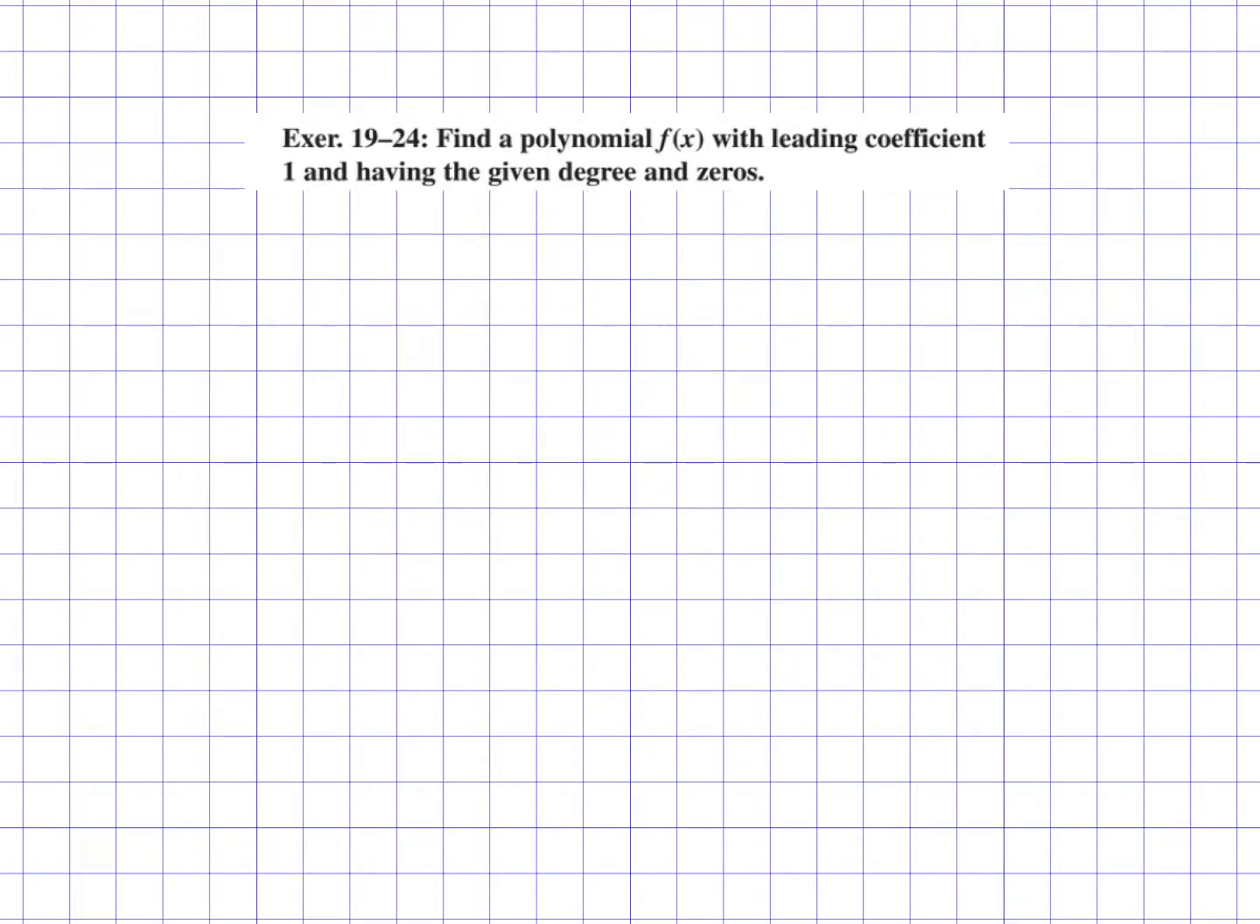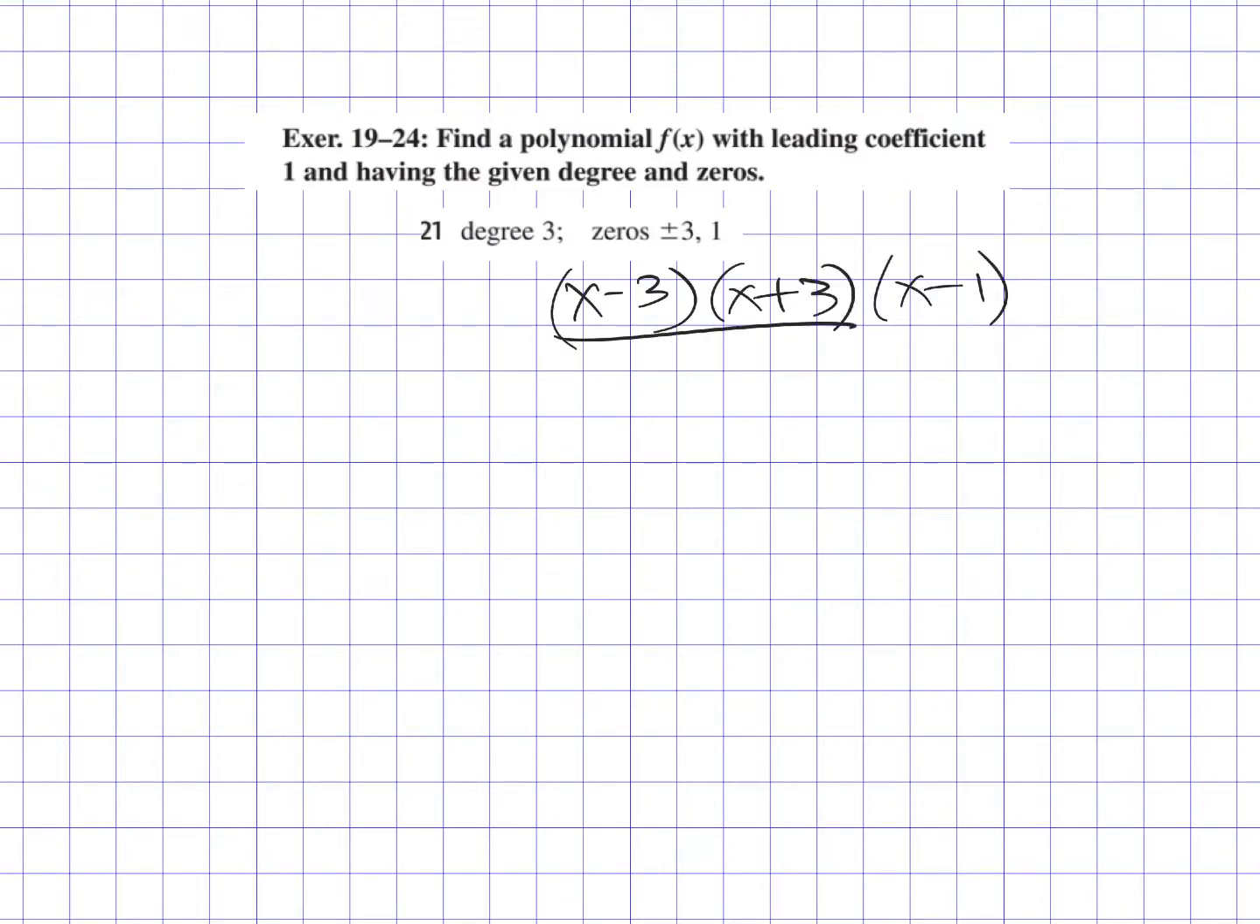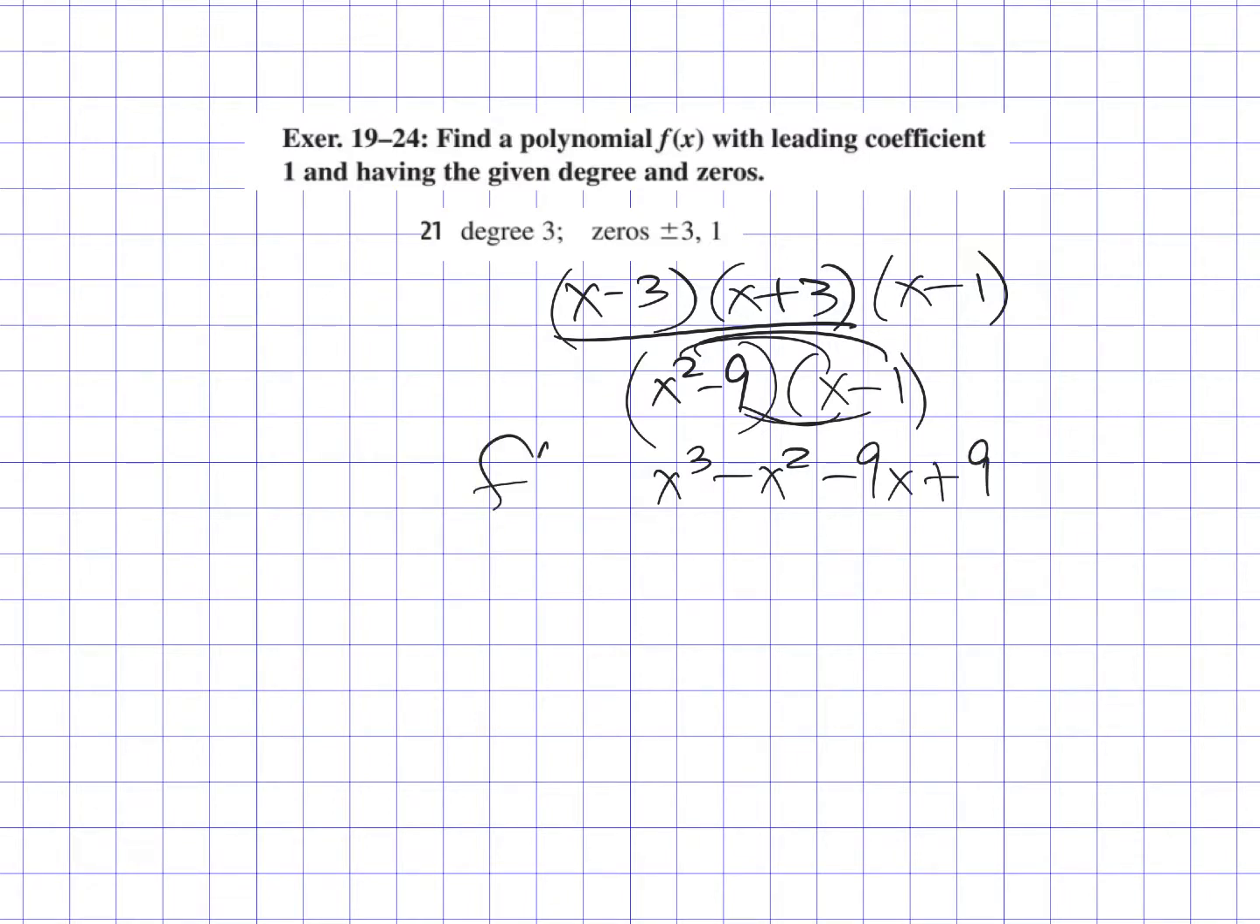And 21. Okay, so again, your zeros are plus or minus 3, so x minus 3, x plus 3, and x minus 1. Well, this right here, you should notice that's the difference of squares, so that's x squared minus 9 times x minus 1. Distribute, x cubed minus x squared minus 9x plus 9. So f of x equals that, and that's the answer actually, because nothing goes together.